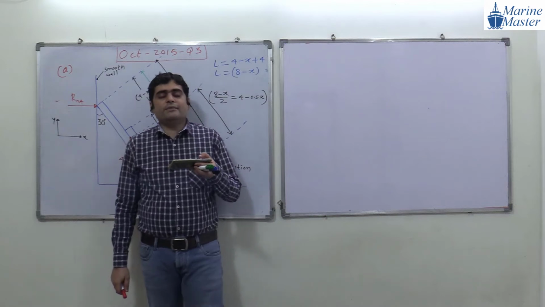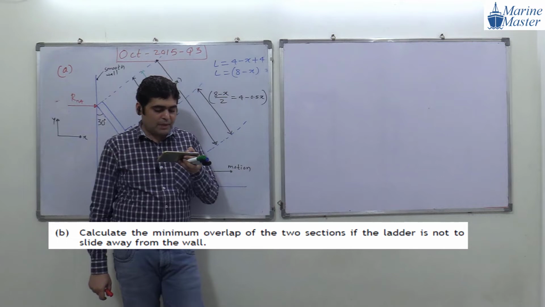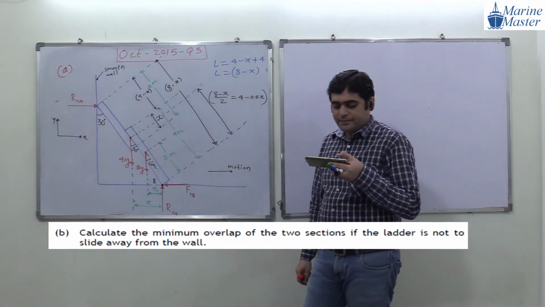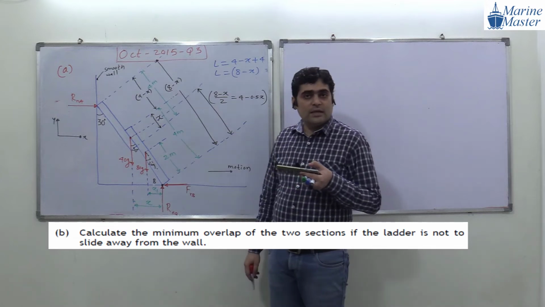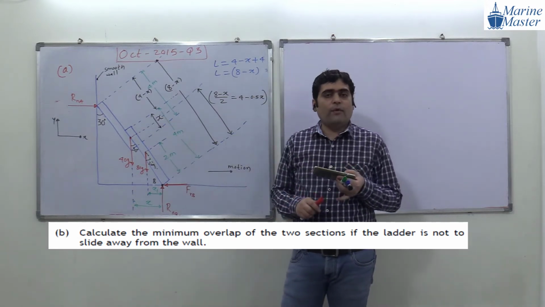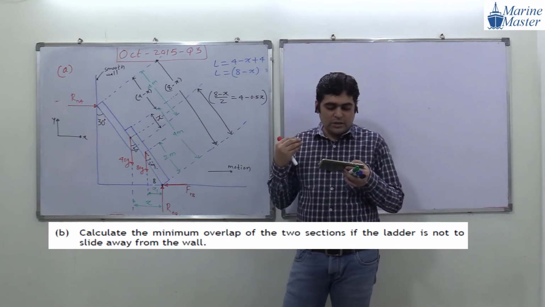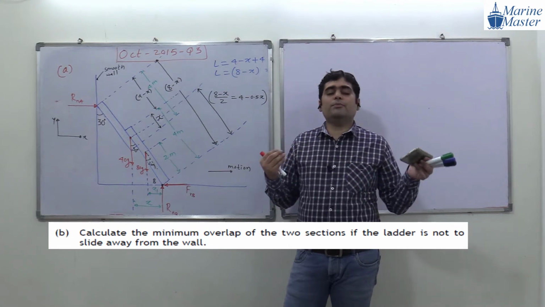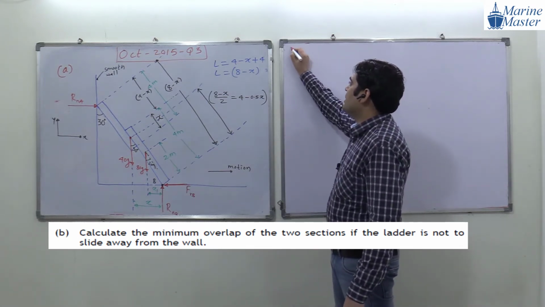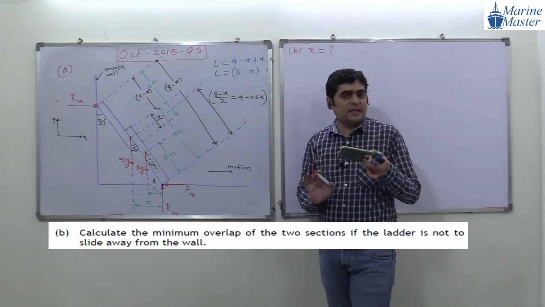Now guys, what is our target in B part? I am going to read the B part. Calculate the minimum overlap of two sections of the ladder. Overlap of the ladder means they are asking us x. They ask for the minimum overlap of the two sections if the ladder is not to slide away from the wall. So in B part they are asking us the value of x.